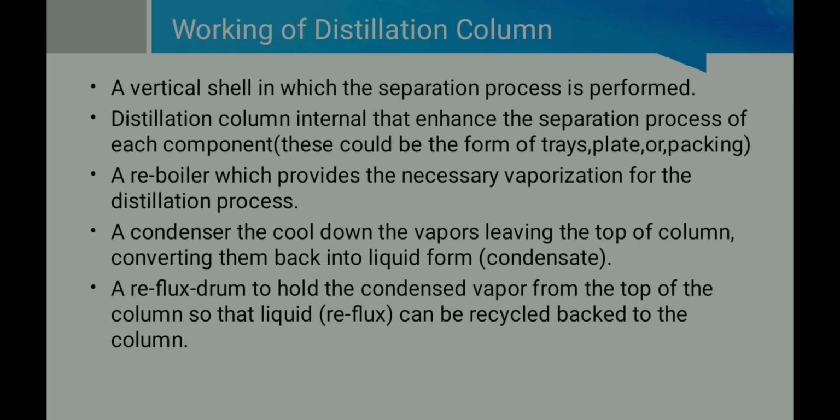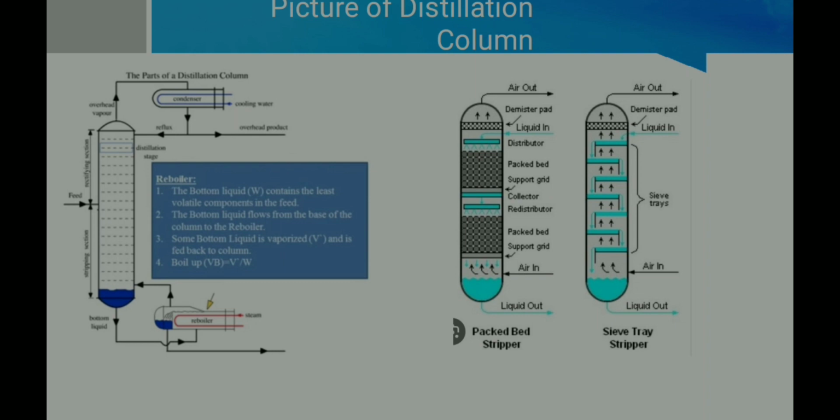A condenser cools down the vapor leaving the top of a column, converting it back into liquid form. It's called condensate. A reflux drum holds the condensed vapor from the top of the column so that a liquid reflux can be recycled back to the column. So these are the pictures of a distillation column. Let us see the working of the distillation column.